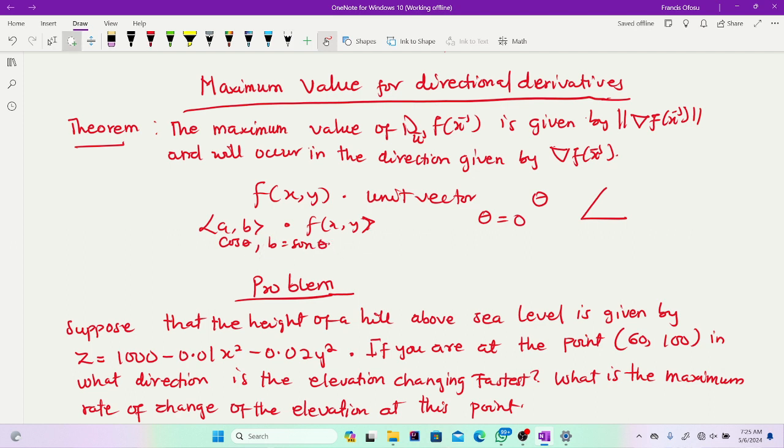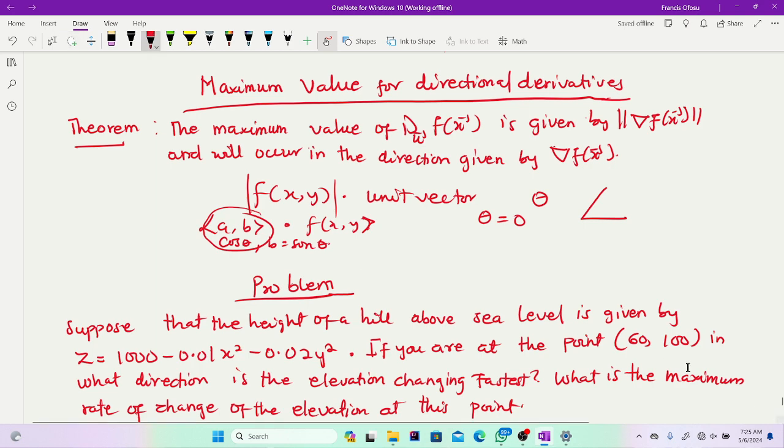Cosine and sine here, for us to attain the maximum directional derivative, whatever we are multiplying by our gradient should be 1, right? It should be 1, and that occurs only when theta is equal to 0. So at that time we get the maximum, right? Once you do that, our unit vector simply becomes 1, and our maximum value becomes the absolute value of the gradient.